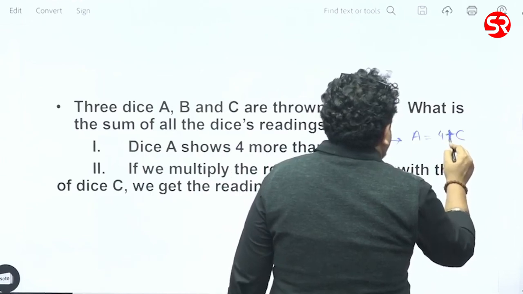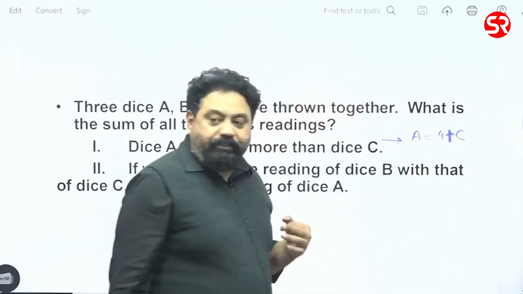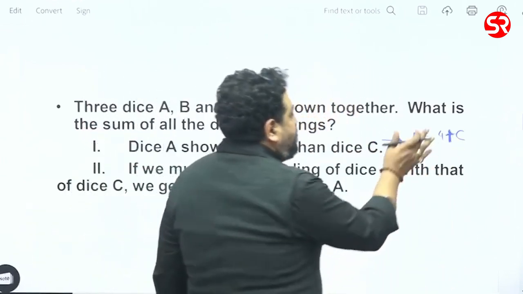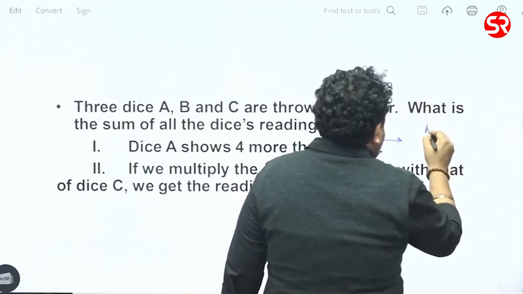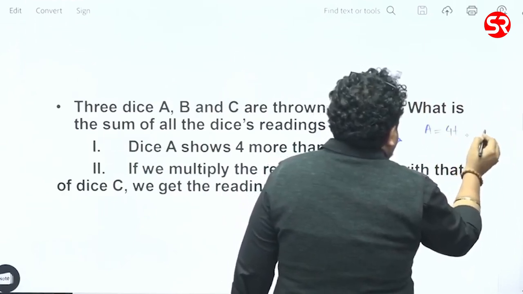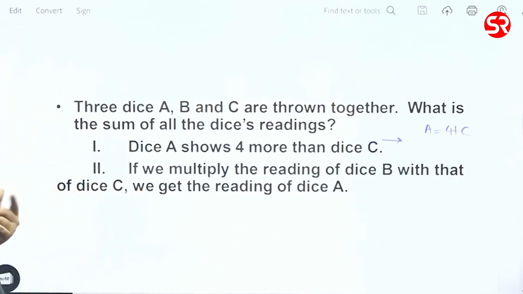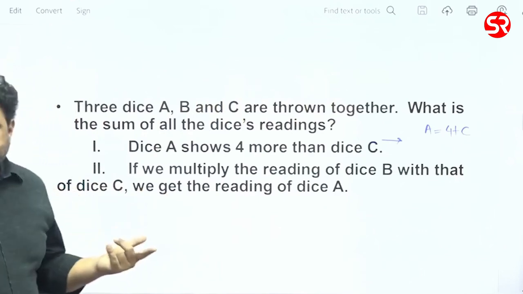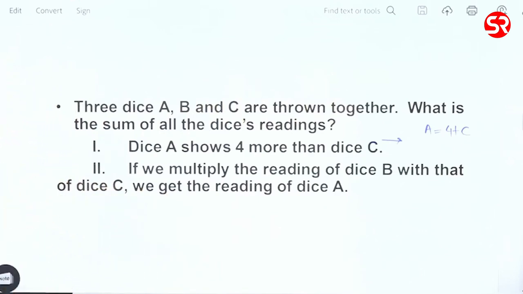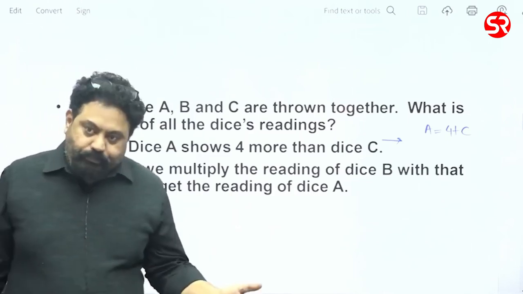But in that case, the problem is, what is dice B? We don't know. So we cannot say the sum of the readings. So dice A is 4 plus C. Isn't it 4 more than C? He says dice A shows 4 more than dice C. नहीं हो सकता, पहले से तो उत्तर नहीं आ सकता, isn't it? Because dice B not known.